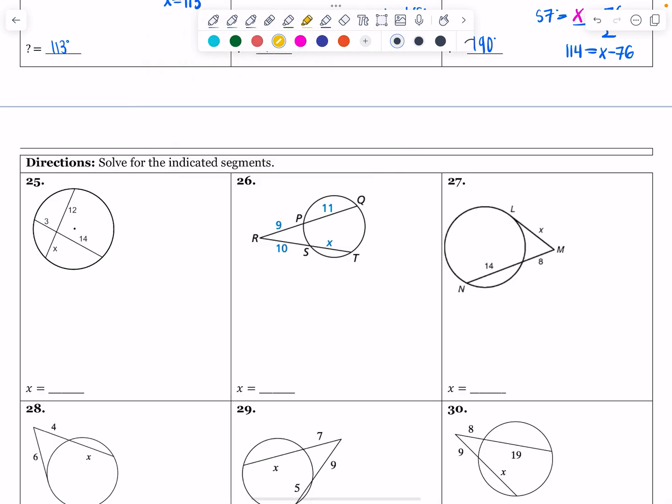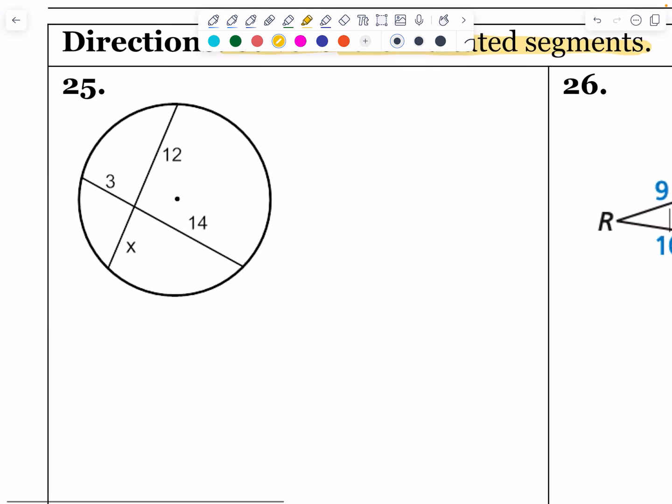Hello everyone, our next set of directions for 25 through 30 say to solve for the indicated segments. Just like we had angle relationships formed in circles whenever we had two chords, we also have segment relationships. We talked about making sure to look where these two chords intersect. So these two chords intersect on the inside of the circle.